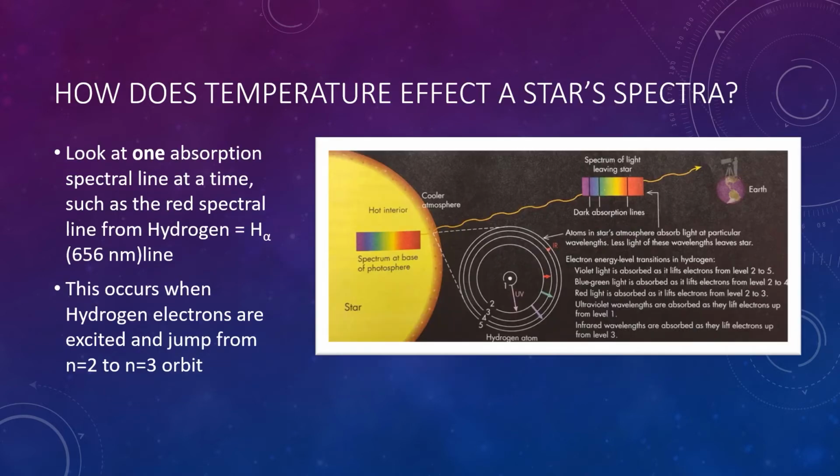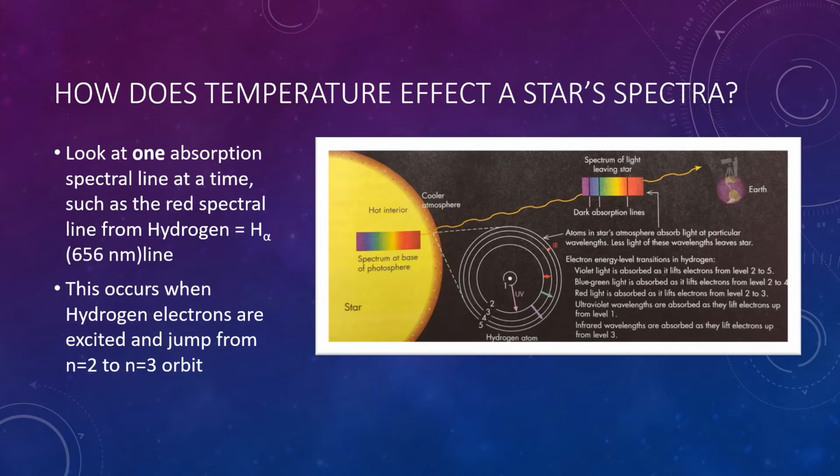How does temperature affect a star's spectra? You look at one absorption spectral line at a time, such as the red spectral line from hydrogen known as hydrogen alpha, which is the 656 nanometer line. This occurs when hydrogen electrons are excited and jump from level 2 or N2 to level 3 orbits. And so what ends up happening is, ooh, I'm so excited, I'm going to jump up, and that's going to release a photon when I go back down.